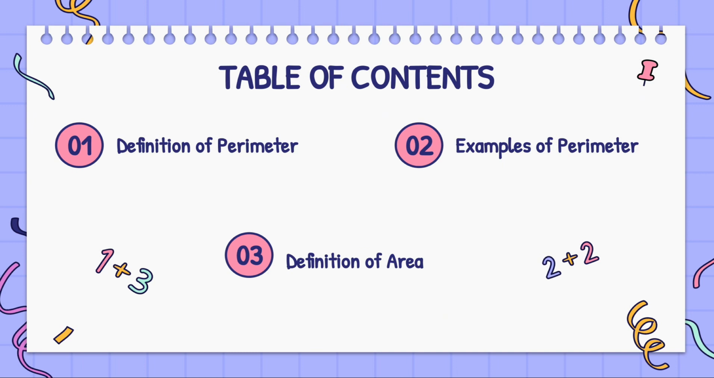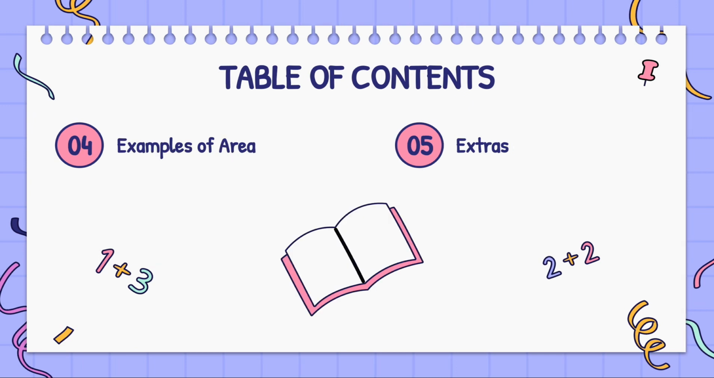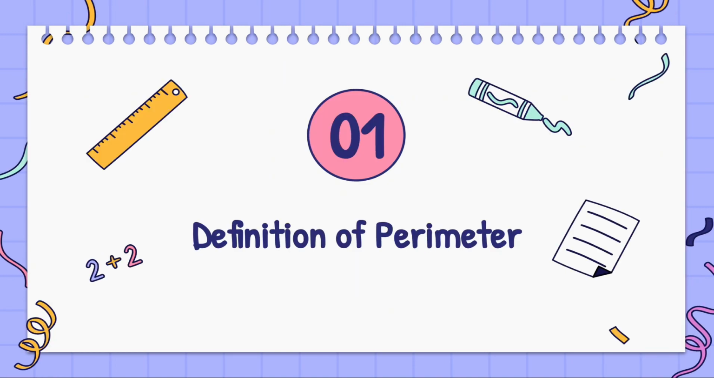The first thing I'll be going over is the definition of perimeter, then some examples of perimeter, and the definition of area. I will also be talking about some examples of area and some extras at the end. So first off, I'll be talking about the definition of perimeter.